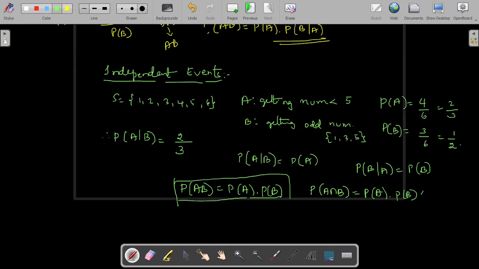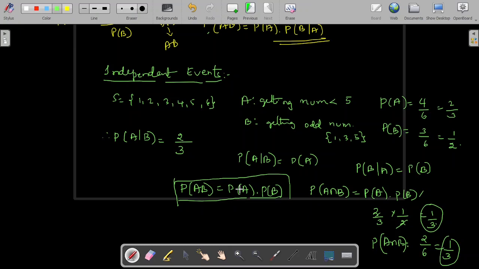See, in this case, if you find P of A into P of B, 2 by 3 into 1 by 2, that gives you 1 by 3. What is the probability of A intersection B in this case? A intersection B means getting a number less than 5 and an odd number at a time. What outcomes will satisfy that? Getting a number less than 5 and an odd number means only two possibilities here, 1 and 3. So it is 2 by total 6, that gives 1 by 3. So the probability of A intersection B is the same as P of A into P of B. Hence the events are independent.